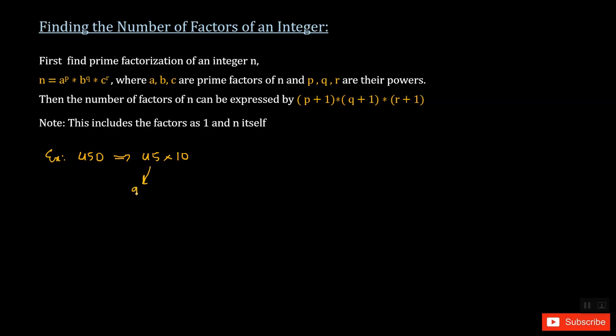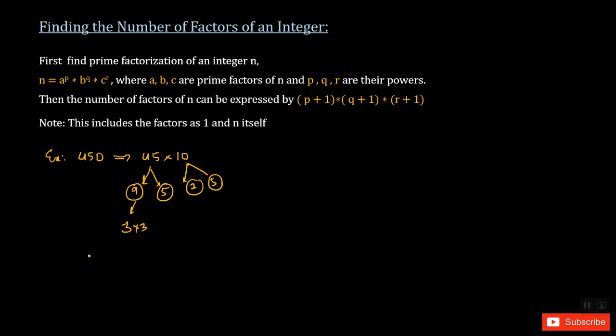45 is written as 9 times 5, right? But 9 is not a prime number. You have to split this 9 into its primes, so it's going to be 3 times 3. And 10 can be written as 2 times 5. So these are all prime numbers.